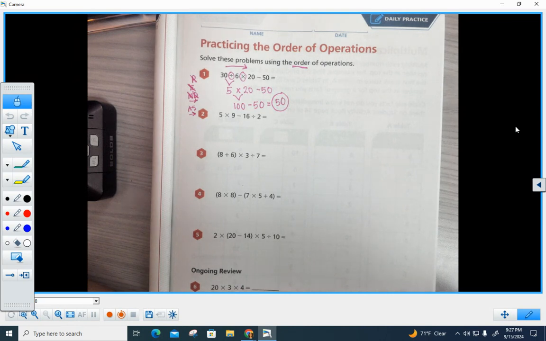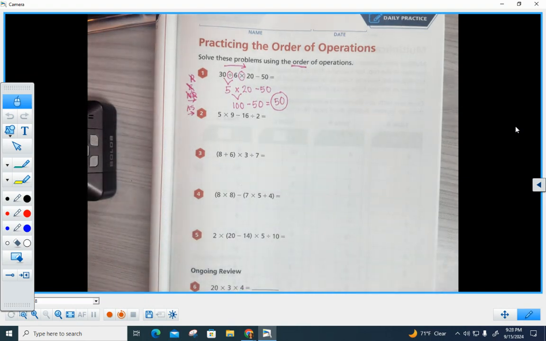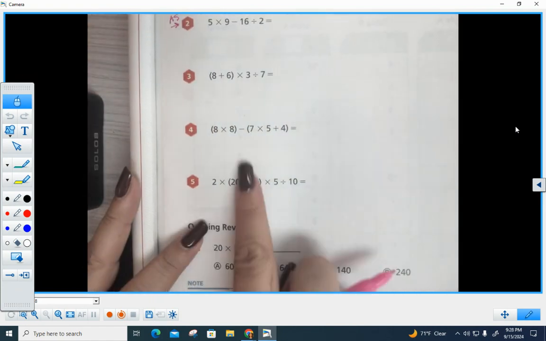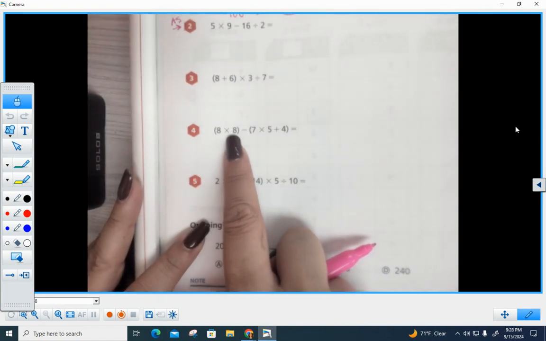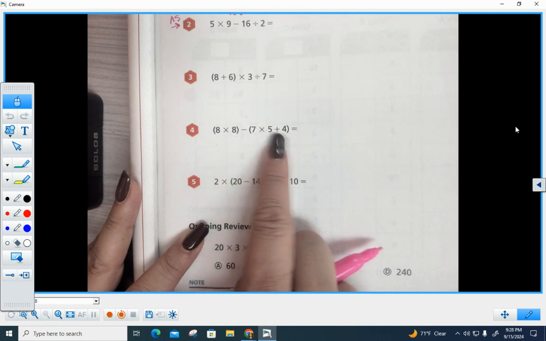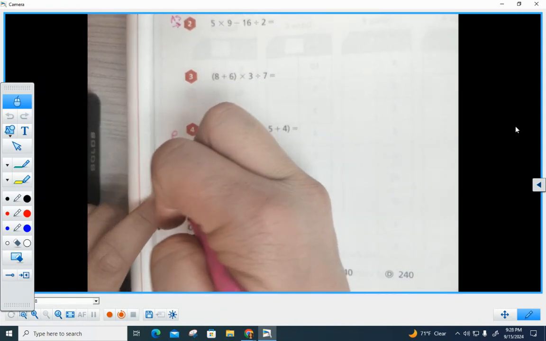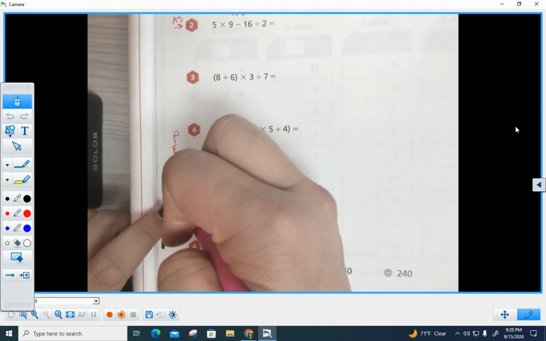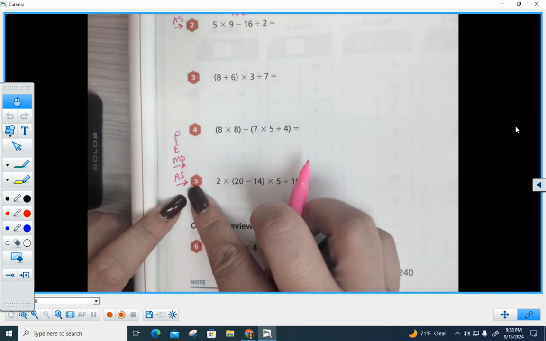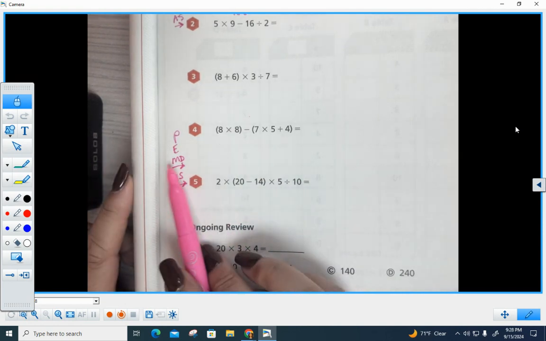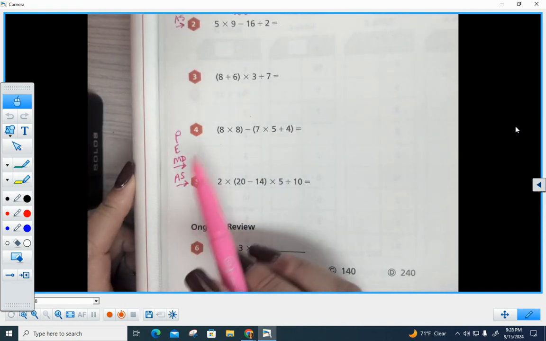Okay. All right, let's do one more together. I know I said we weren't going to do that, but number 4 looks to be a little challenging. So let's go down to number 4 here. We have 8 times 8 in parentheses minus 7 times 5 plus 4 in parentheses. So let's write down our steps on the side. My P, E, M, D with an arrow, and A and S with an arrow. So PEMDAS. Please excuse my dear Aunt Sally. All right. Let's go ahead and go.